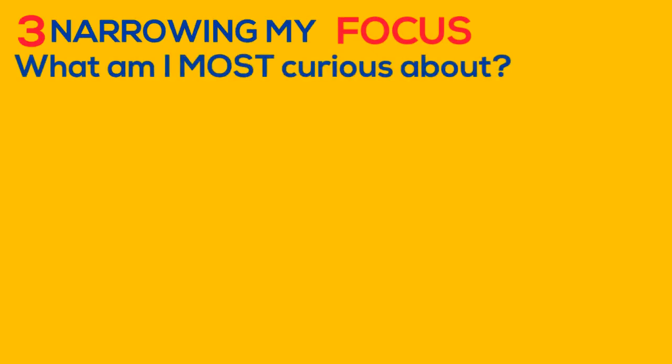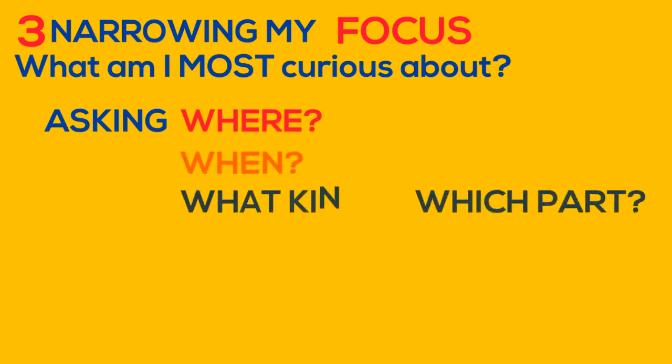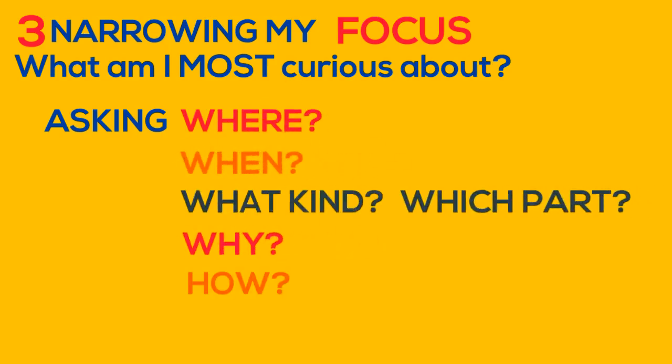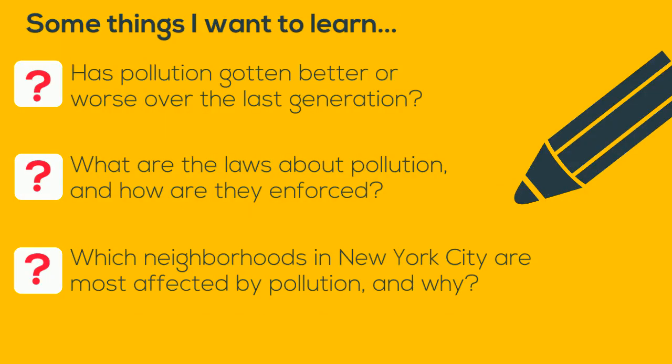Step 3 is for me to look at what I've written down, what I know and what I want to learn, and ask myself, okay, what am I most curious about this time? Using the questions where, when, what kind, which part, why, and how can help me pick a more narrow focus for my topic. So now I'll ask those questions about my topic.